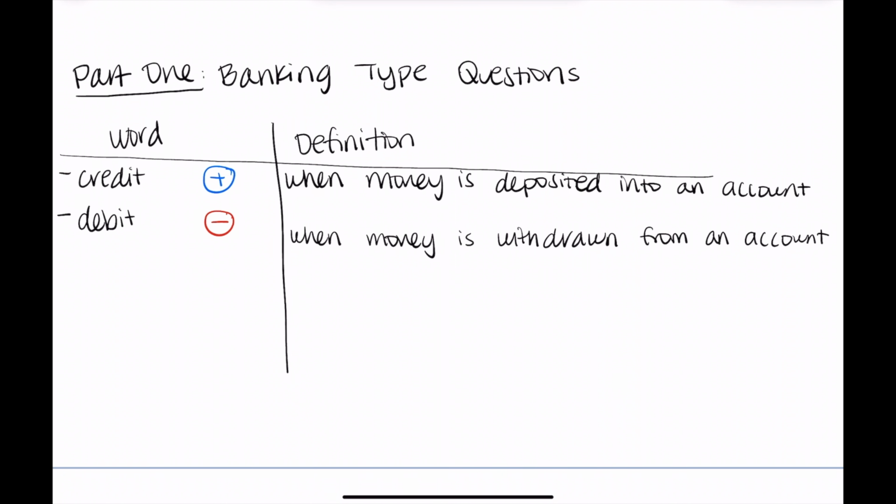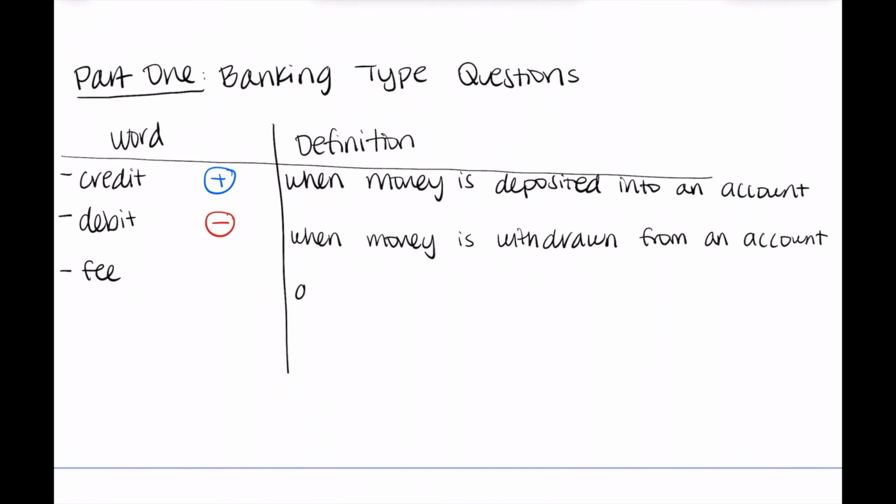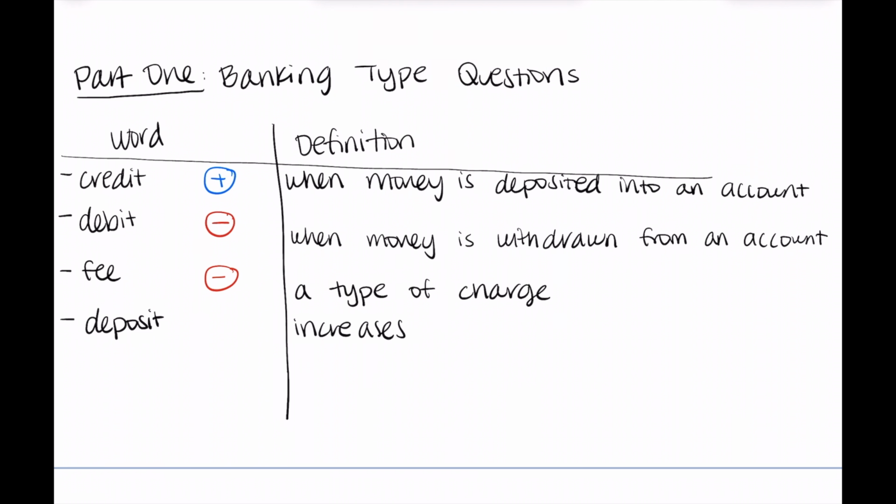Now we're getting into our third definition here. The word fee is a type of charge, and a charge is something you have to pay. So that would also have a negative sign. Now we will define what a deposit is. So a deposit increases the amount of money in an account. So a deposit would have a positive sign as well.